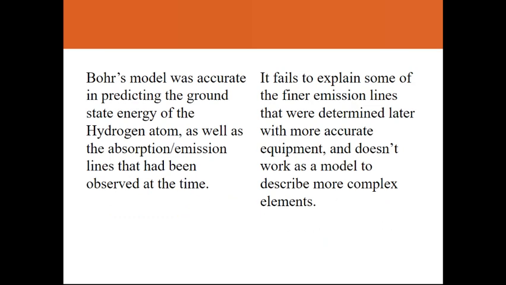But later on, it was found that the emission lines actually could be further divided. If you had a better resolution in your spectrometer, you see that some of the lines were like three little lines kind of close together. So there were more complex effects happening in the emission of hydrogen and other atoms that couldn't be explained with Bohr's model.